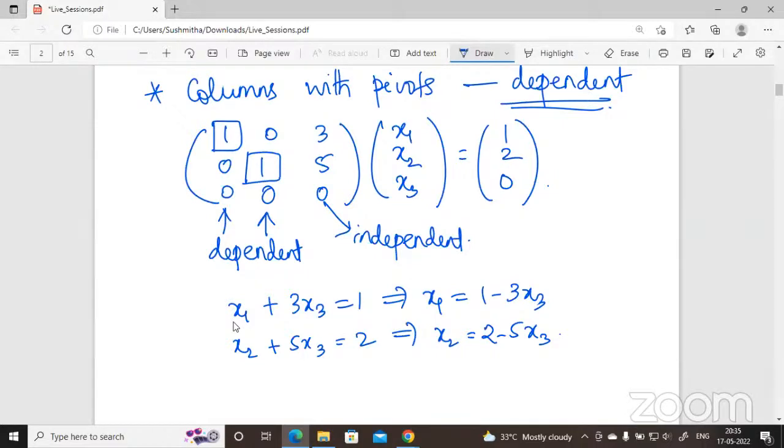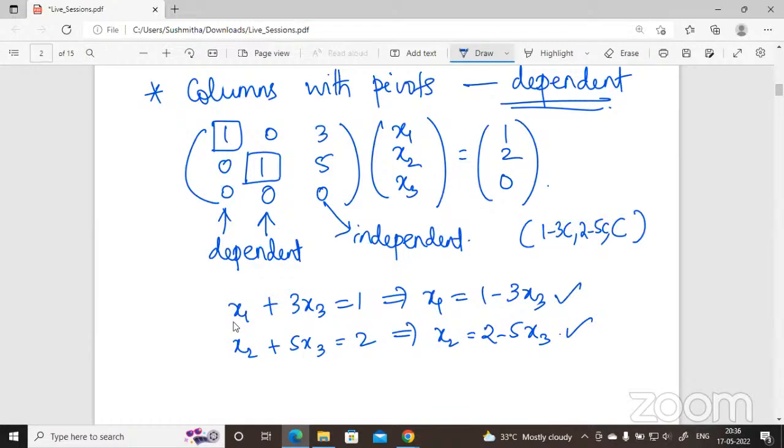Ma'am, in this question, for example, how can we find the value of x3? X3 is independent. So you can fix the value. Any constant term c like this. Yeah, c. And then 1 minus 3c, 2 minus 5c from here.